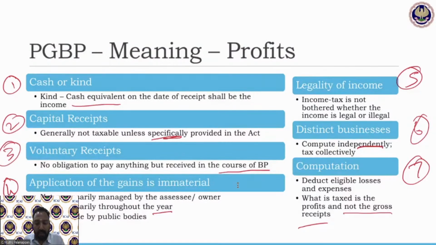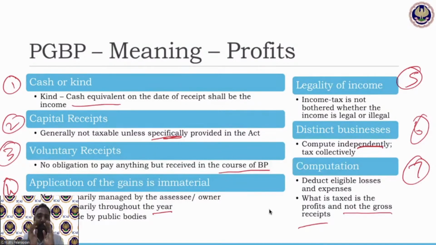Instead of cash, payment is made in gold. Yes, Priyanka, you're right. When you give it as gold, it is something called kind. So that cash equivalent, whatever is the rate of gold on that particular day, will be treated as your cash receipt. Capital receipts are taxed only under capital gains, but we will see some scenarios which are also taxable in PGBP, in the subsequent lines.